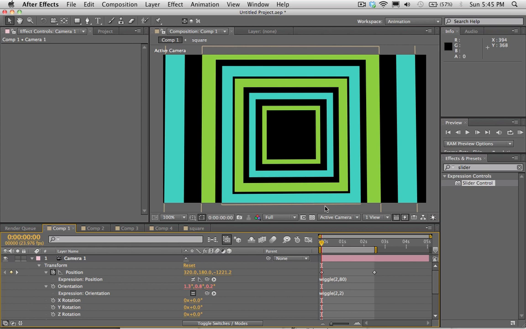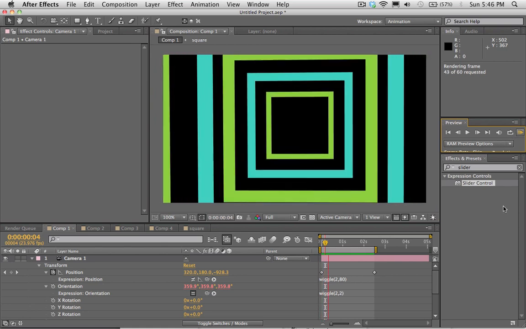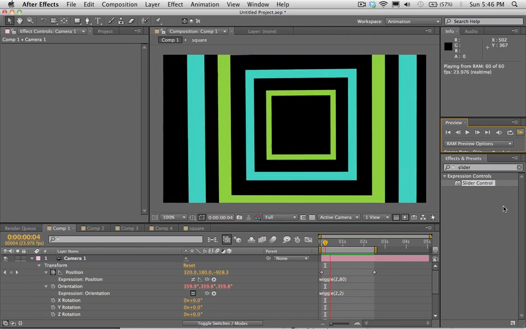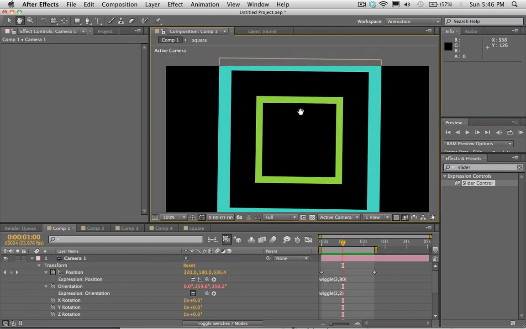And so what this does is, unlike wiggling the position, it actually rotates the camera along all three of its axes. So rather than trying to explain it, I'll just give it a render and show you guys the difference. The difference is a little bit subtle. Maybe it looks pretty similar to the other one, but upon closer inspection, you'll notice that these lines are no longer parallel with the composition. And that's because our camera is rotating along the rotation axes rather than just moving along the position axes in space.